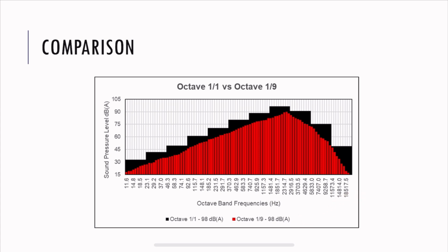But first, consider this. Octave 1 by 1 is like the basic resolution. It has poor resolution compared to octave 1 by 9. Each band has higher energy, but there are also fewer bands. But octave 1 by 9 has a lot of bands, and each band has little energy. So the final result is you add more energy few times and less energy more times, and you get the same single value. It'll get clear with the calculation.